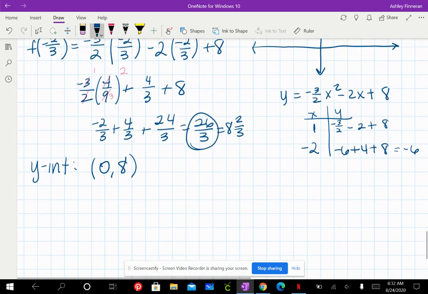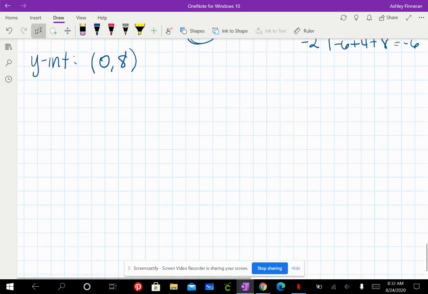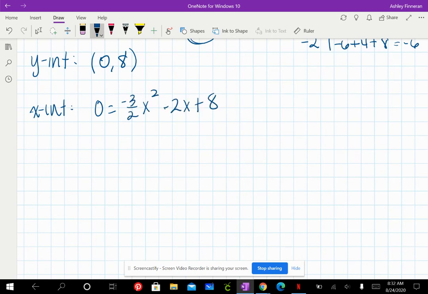All right, so now let's find our x-intercepts. So I'm going to set the equation equal to 0. And then I'm going to either factor or use the quadratic formula. In order to do either of those, I think it would be easier to get rid of the fractions. I'm going to multiply everything by 2.